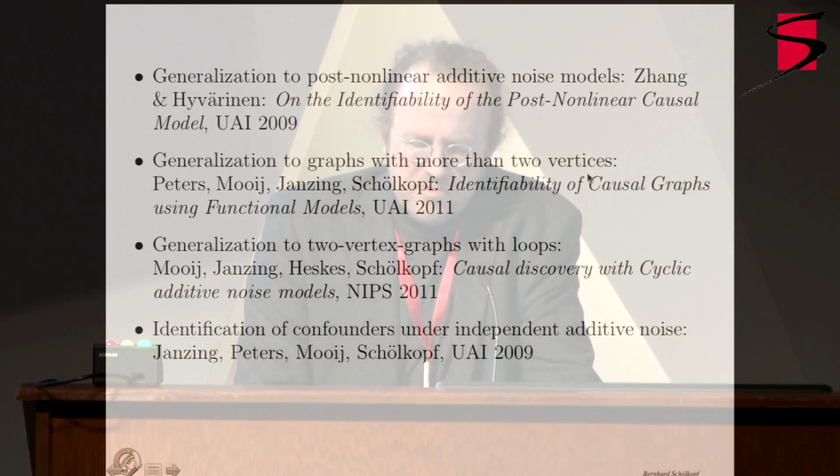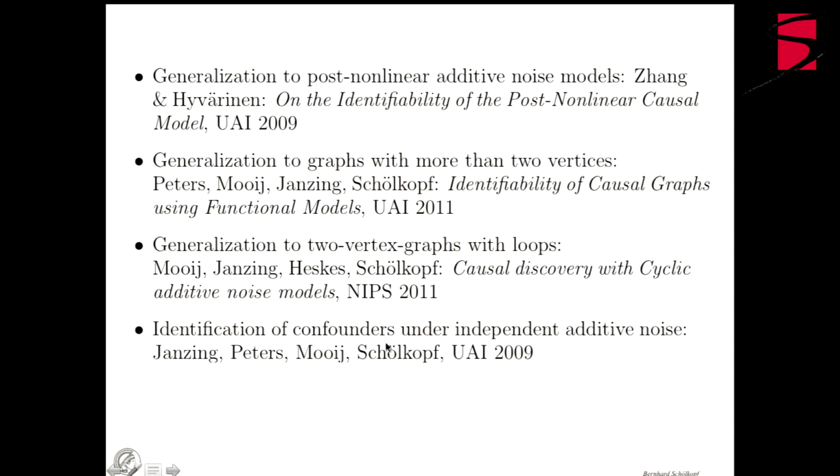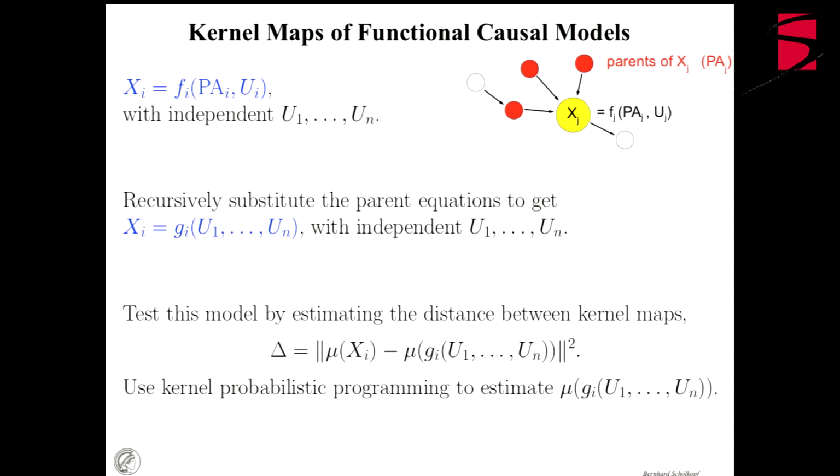It has been generalized in various ways that I'm not going to go into detail on. It has been generalized, for instance, to graphs with more than two vertices. We have some initial results also for confounders with additive noise, but let me rather move on to very briefly talk about something that's hopefully new to everybody.